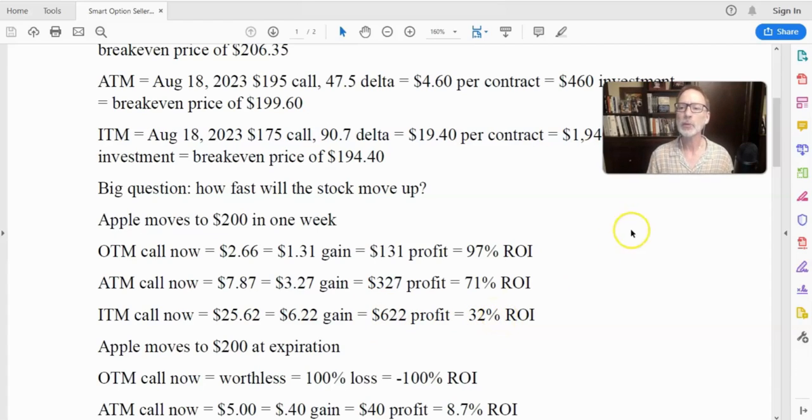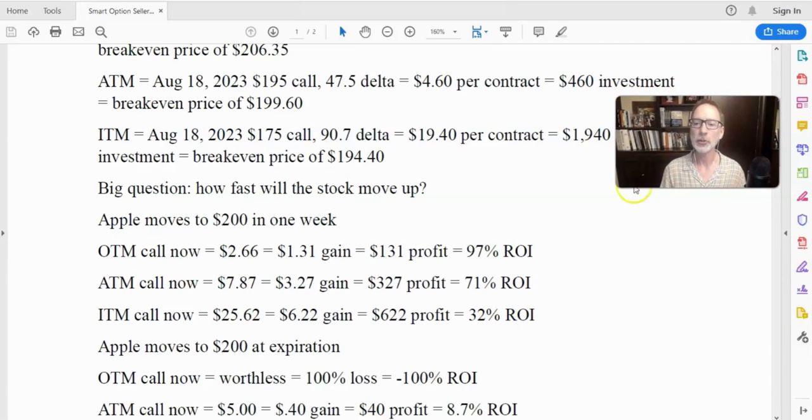So which one are you more concerned with? Do you want a higher return on investment percentage, or do you want a higher dollar amount? Since the in-the-money calls cost more, you have to understand that the profit in dollars is going to be more, but the return is going to be less because you're putting up more money to begin with. Even though you're making more money on a dollar basis, the return's going to be less. So what's more important to you?